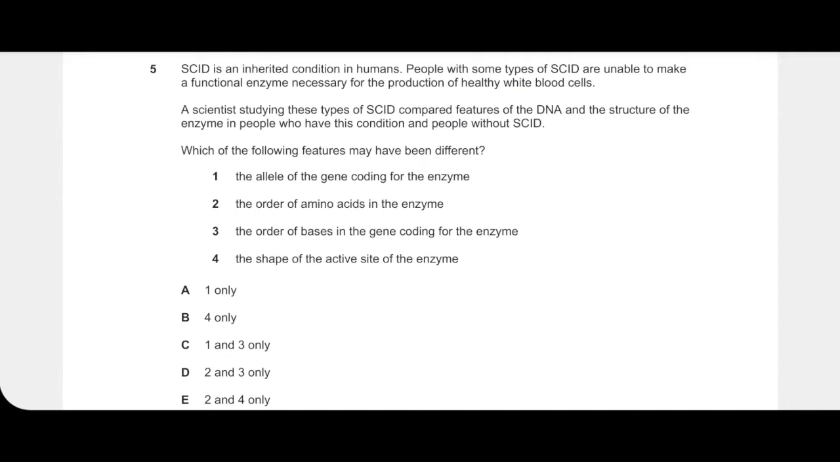Question number 5. SCID is an inherited condition in humans. People with some types of SCID are unable to make a functional enzyme necessary for the production of healthy white blood cells. A scientist studying these types of SCID compared the features of the DNA and the structure of the enzyme in people who have this condition and people without SCID. Which of the following features may have been different? So, statement number one, the allele of the gene coding for the enzyme. Statement number two, the order of the amino acids in the enzyme. Statement number three, the order of the bases in the gene coding for the enzyme. Statement number four, the shape of the active site of the enzyme.